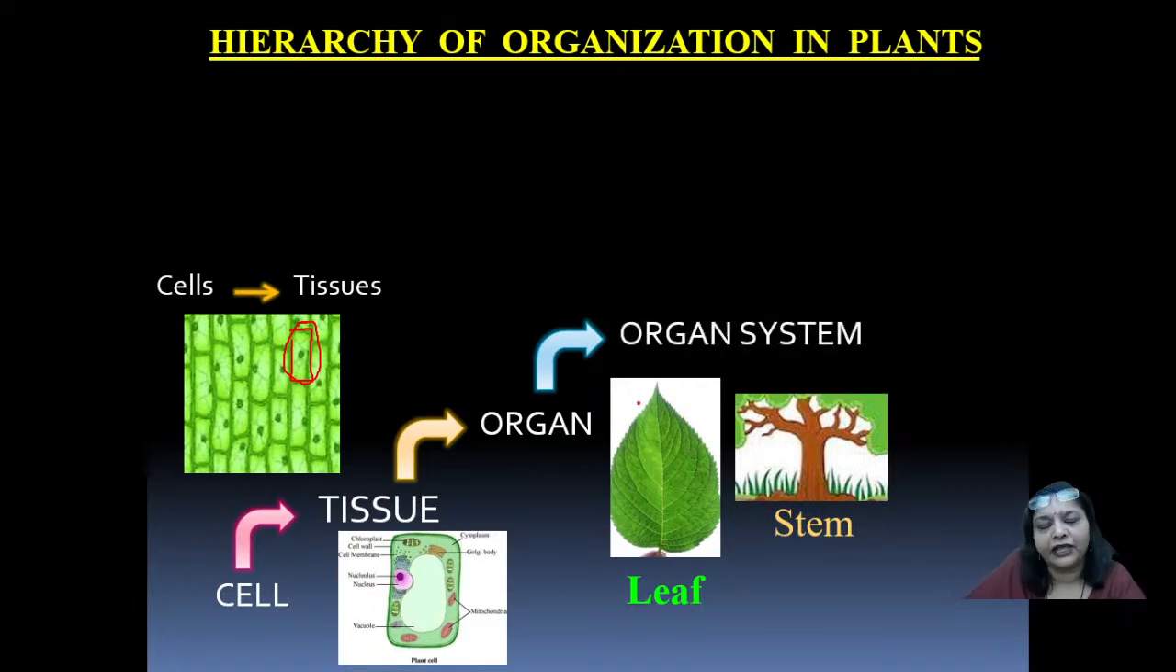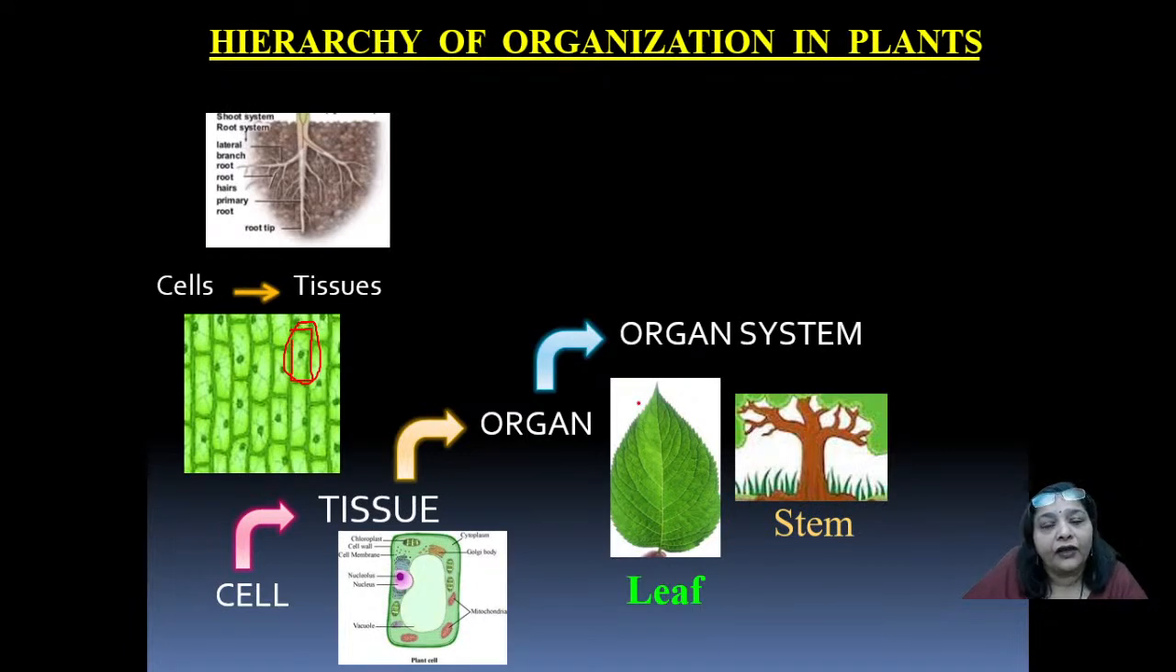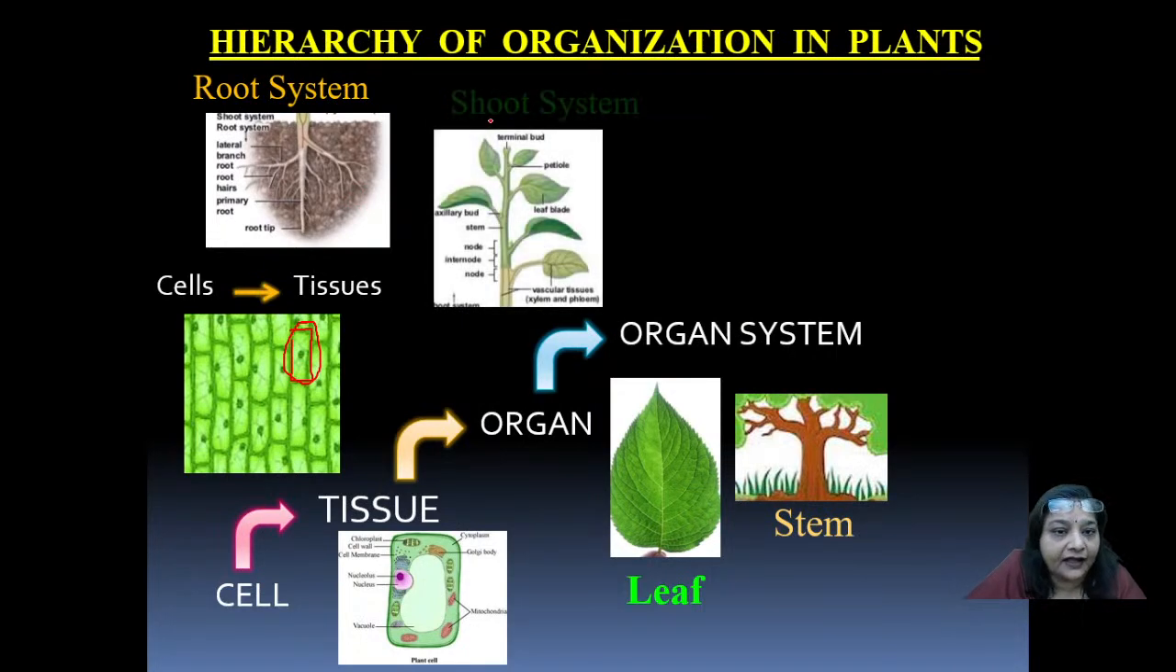They arrange together to form an organ system. Okay. Now here you can see the organ system, which is the root system. The plant shows basically two different types of organ systems. One is the root system and the other one is the shoot system. Okay, the root system is made up of different roots. Can you see here? Which are basically under the ground, under the soil. Okay, they are located under the soil, so they are not visible outward.